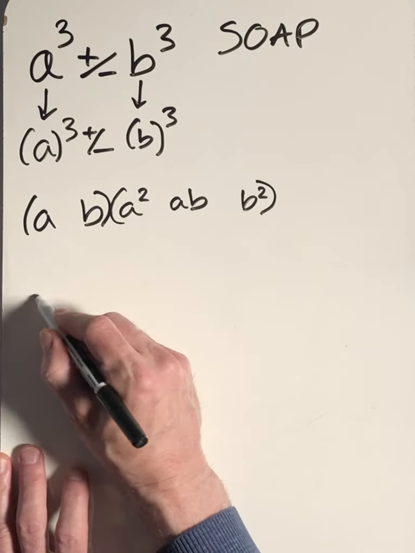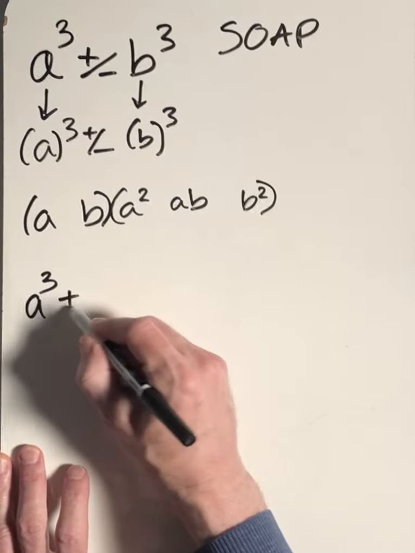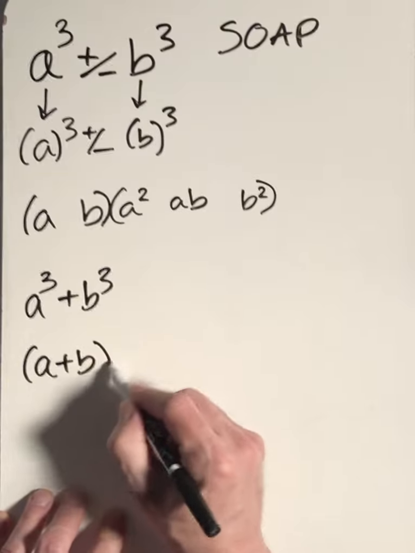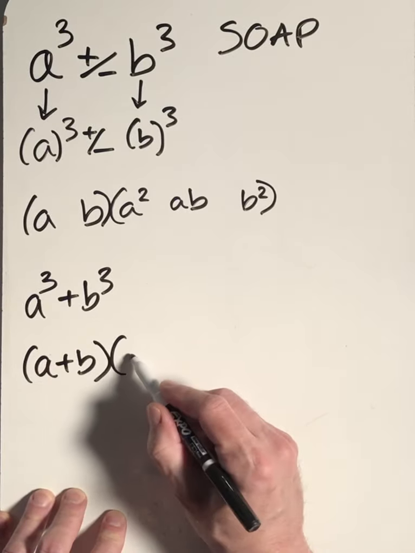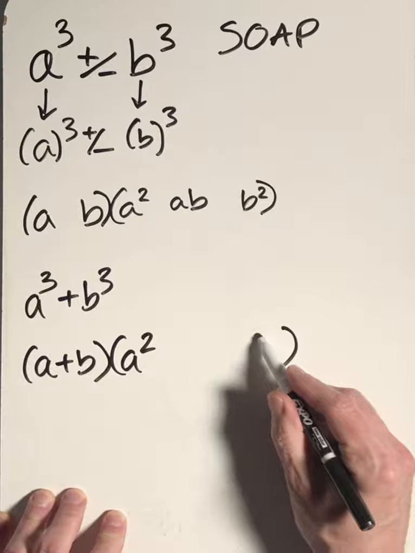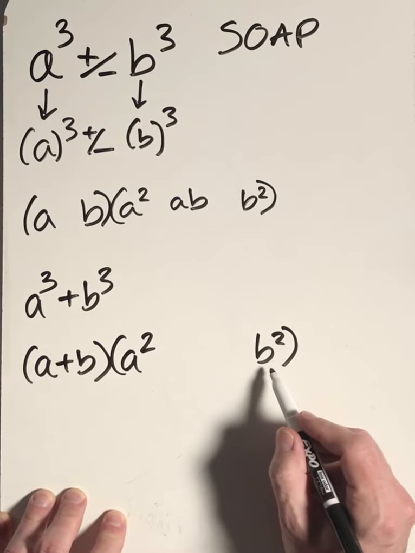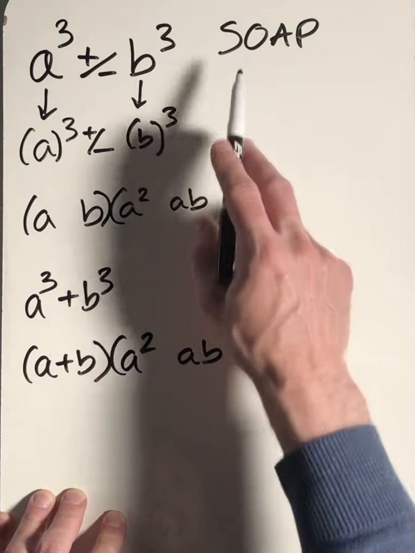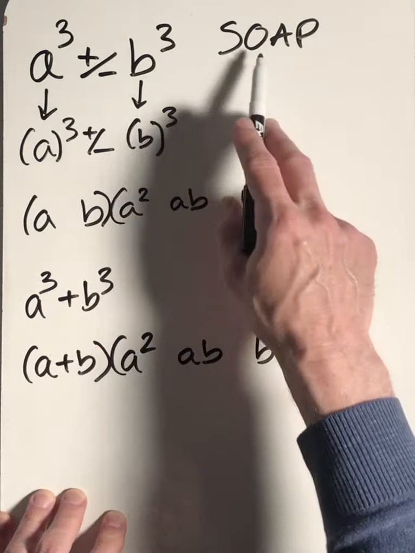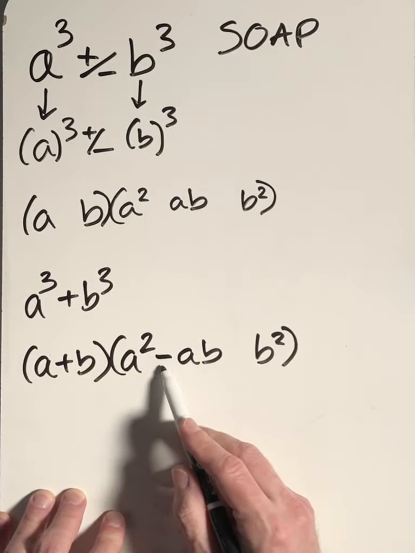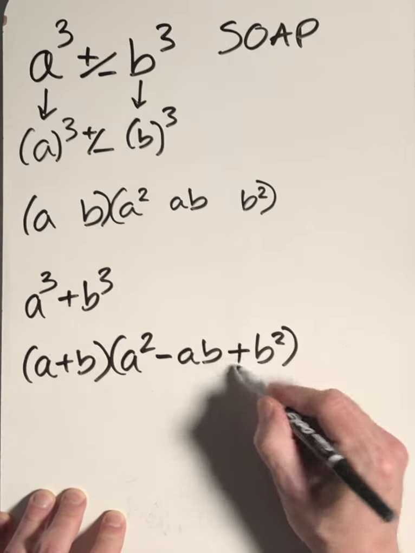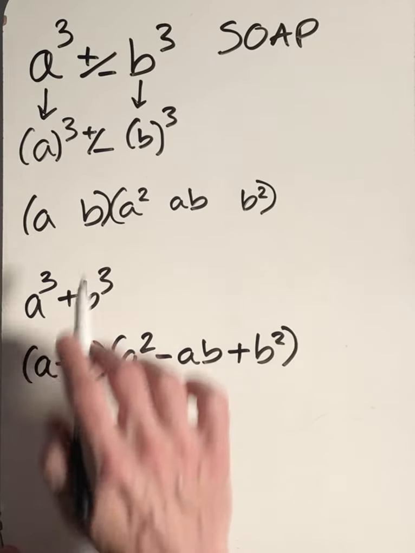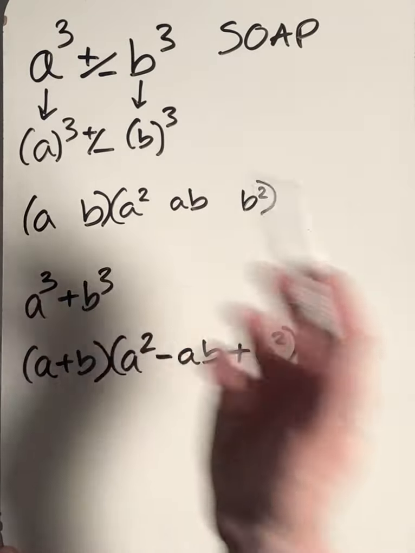So if we had something like A to the third power plus B to the third power, this would factor as A plus B, because this sign is the same. We would have a trinomial with an A squared as the first term, and a B squared as the third term, and an AB in the middle. The first sign is the same as the original. The second sign would be the opposite, so this would be a negative, and the third sign would always be positive.